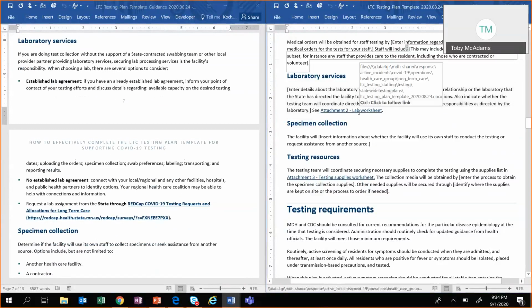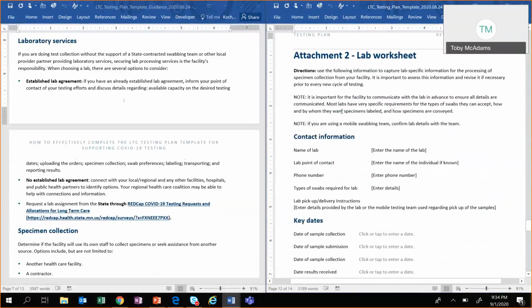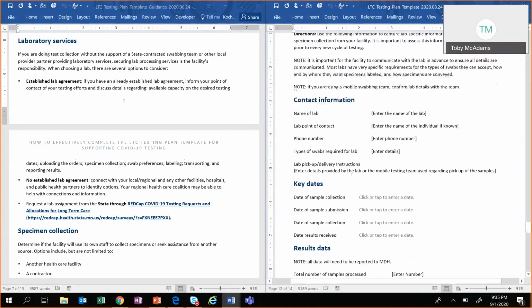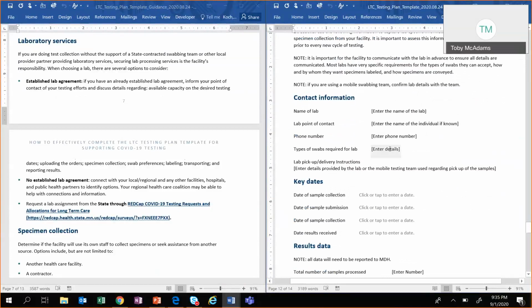But what I want to point out is attachment 2 is the lab worksheet. And again, with every response, this worksheet would be updated. And it's possible you might have multiple versions of this worksheet even within a response, because things do change. And that is also the name of the game with response, is the level and need of having flexibility. So with this lab worksheet, you would have information captured regarding the lab, the point of contact, the phone number, what sort of swabs are required for this lab.